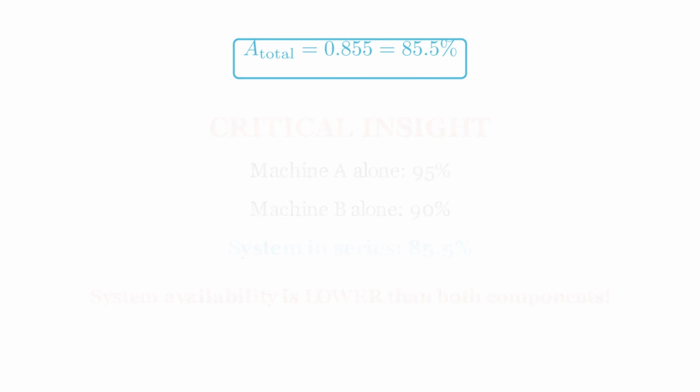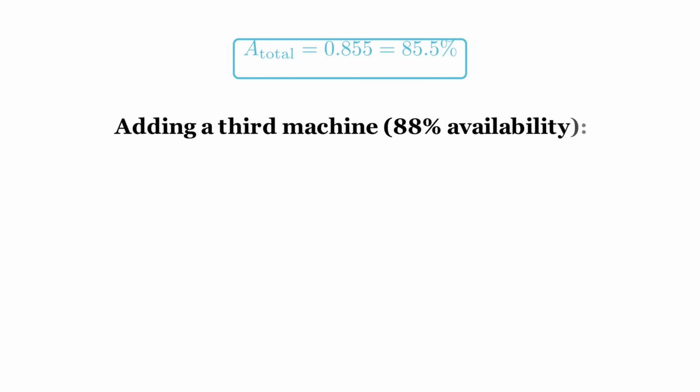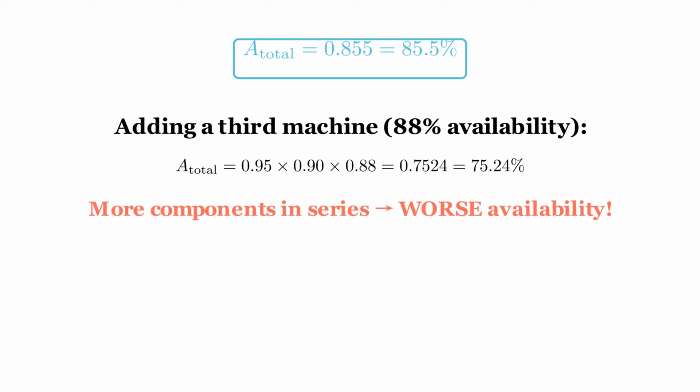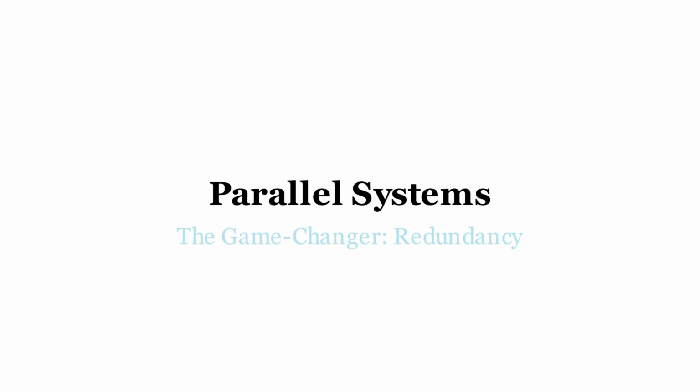Let's take this further. What if we add a third machine with 88% availability? A total equals 0.95 times 0.90 times 0.88 equals 0.7524 or 75.24%. See what happened? We dropped from 85.5% to 75.24%. The more components you add in series, the worse your availability gets. So how do we fix this? That's where parallel systems come in, and they're absolutely brilliant.